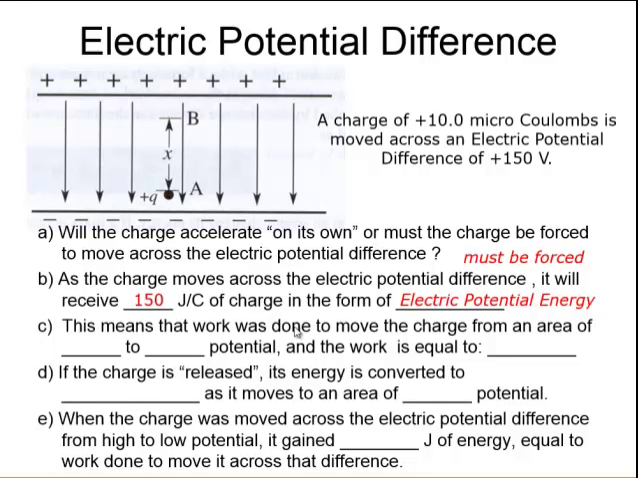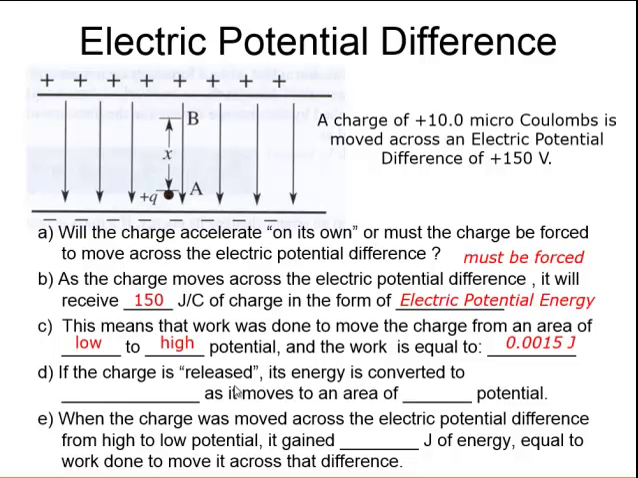So this obviously means work is done to move the charge, and here we've got to think about going from low potential to high potential. And the work is equal to 0.015 joules. Now remember here that we've got 150 joules per coulomb, and we can multiply this by 10 microcoulombs, and that gives us the value of 0.015 joules, the amount of energy.